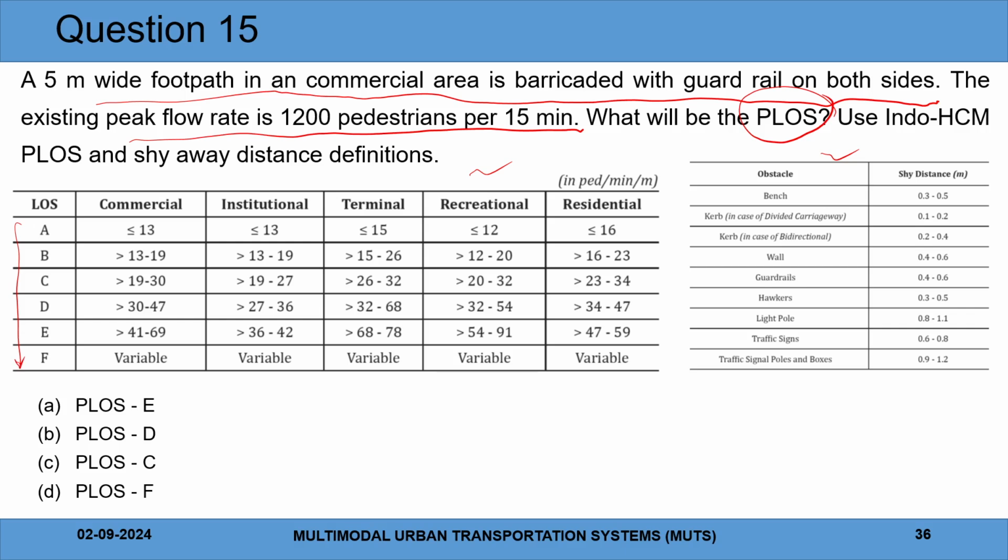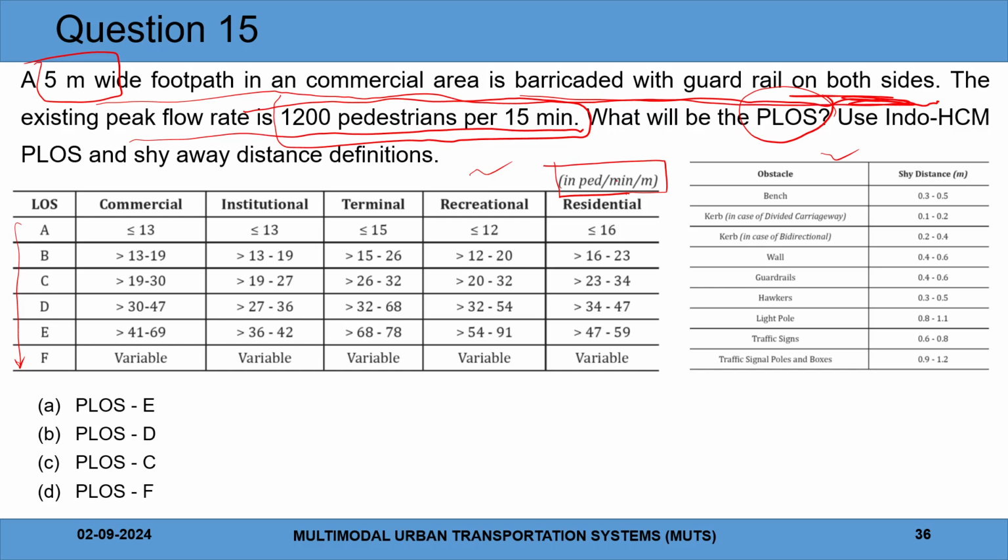And in what unit is this table given? Pedestrians per minute per meter. And you have the pedestrians per 15-minute value, and you also have this 5-meter value. And it is also saying that the commercial area is barricaded with guardrail on both sides.